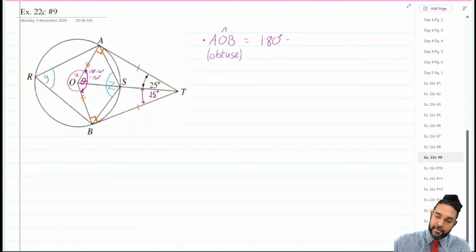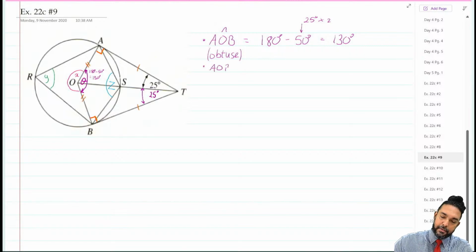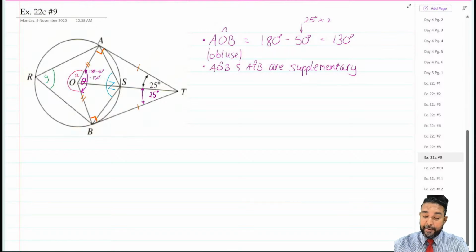minus the 50 degrees, which is 25 by 2. Right? 180 minus 50 is 130 degrees, right? And this is because angle AOB and angle ATB, right? The angle at center and the angle between the two tangents are supplementary. That means they add up to 180, right?